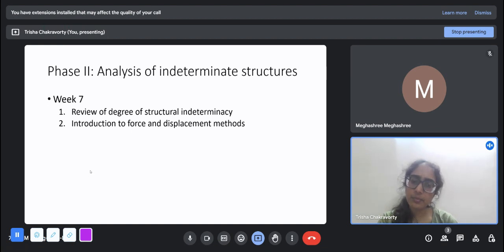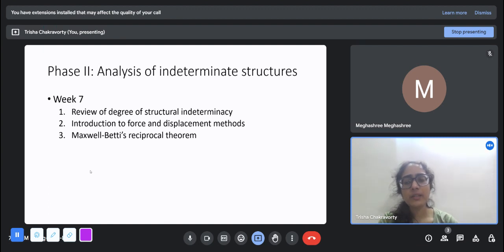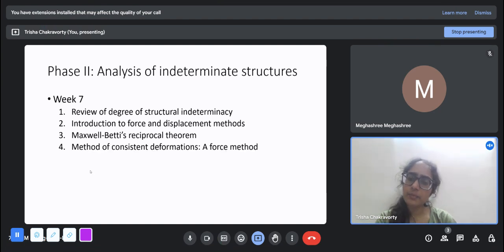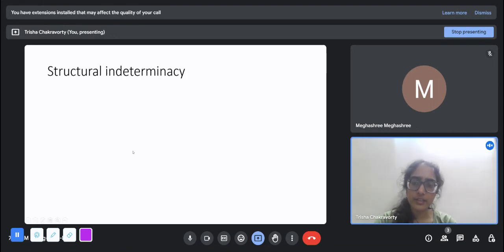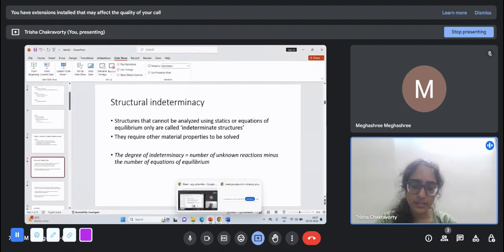Introduction to force and displacement methods, which are two types of approaches. And we look at Maxwell-Betti's reciprocal theorem, which is a very useful one, particularly for competitive exams, for MCQ questions. And the method of consistent deformations, that is a force method. We began with force methods, and today we are going to look at the method of consistent deformation applied to trusses. Before that, we will start with reviewing indeterminacy in trusses.